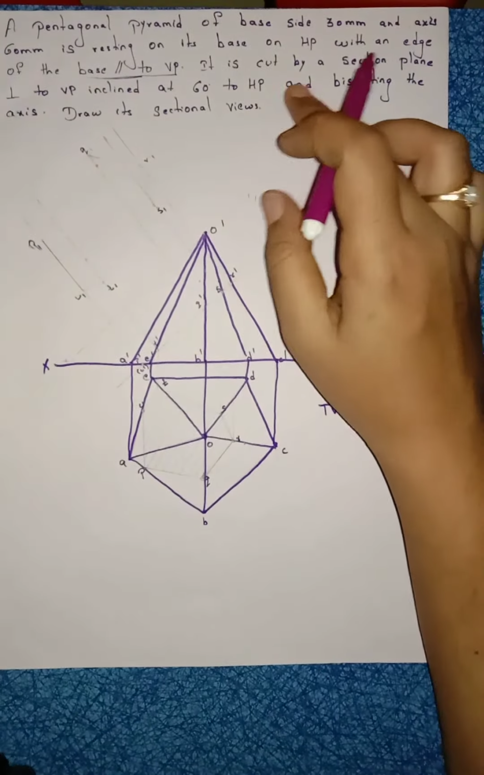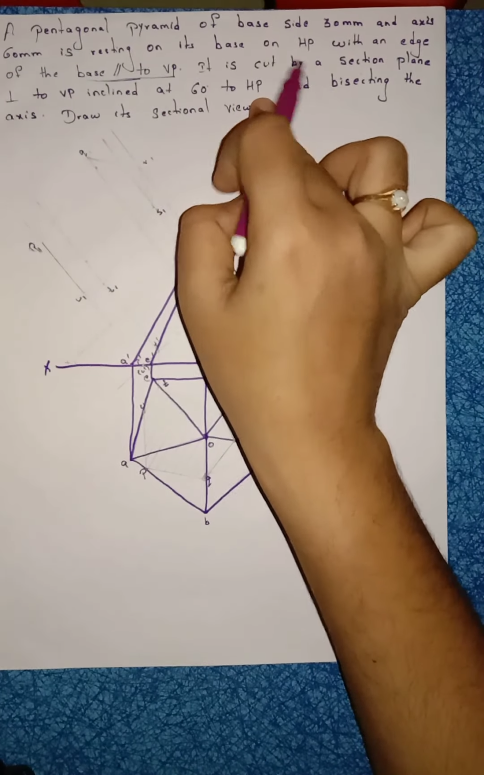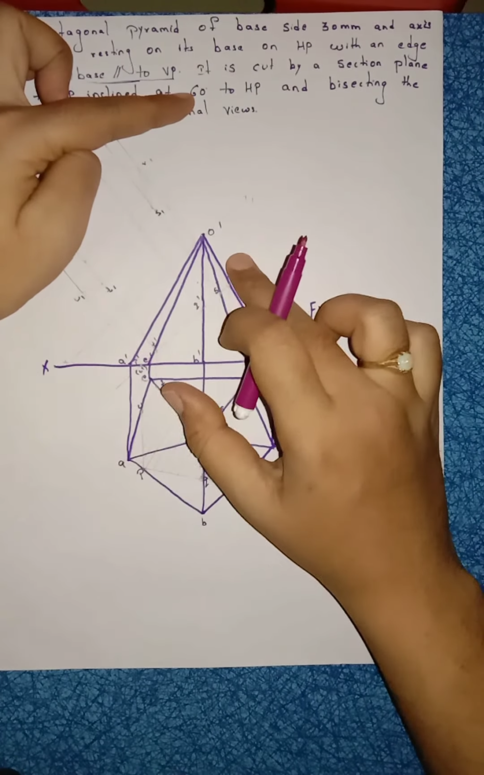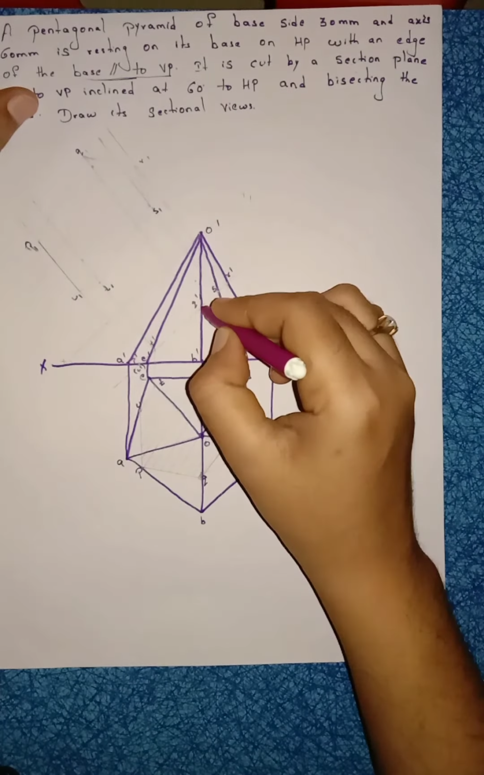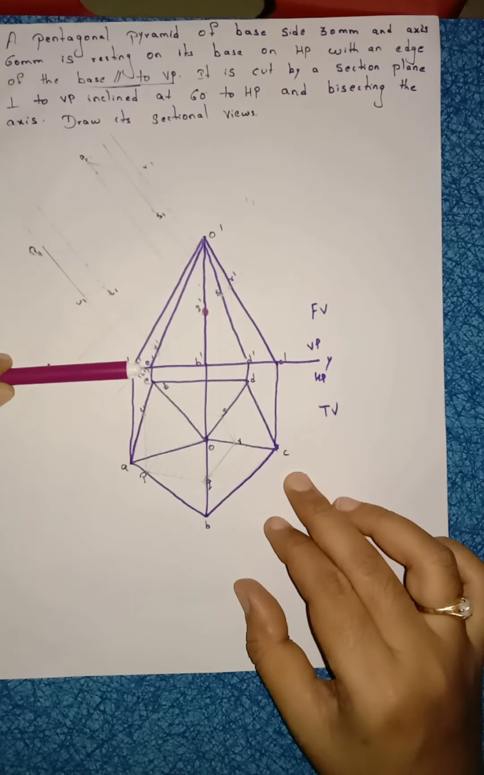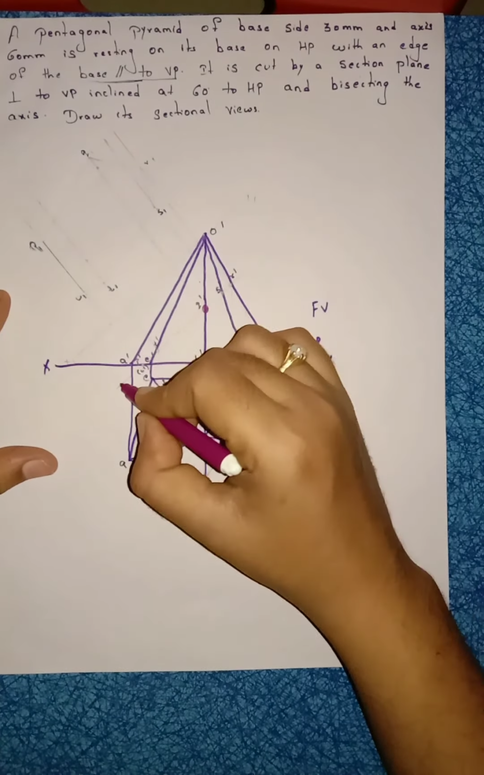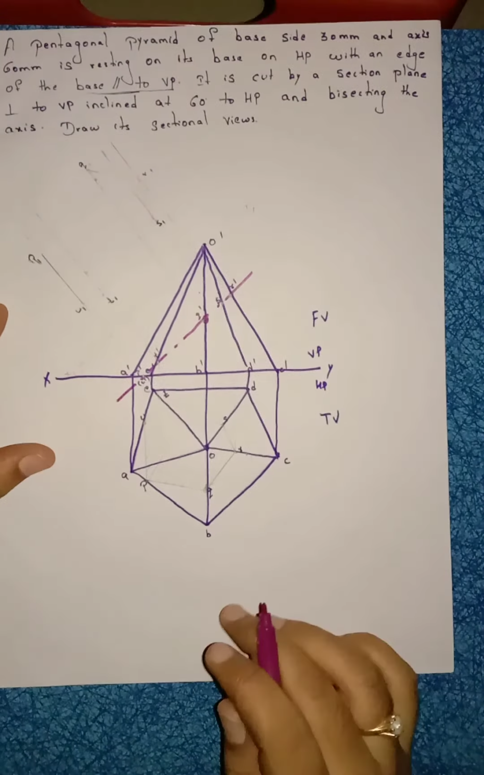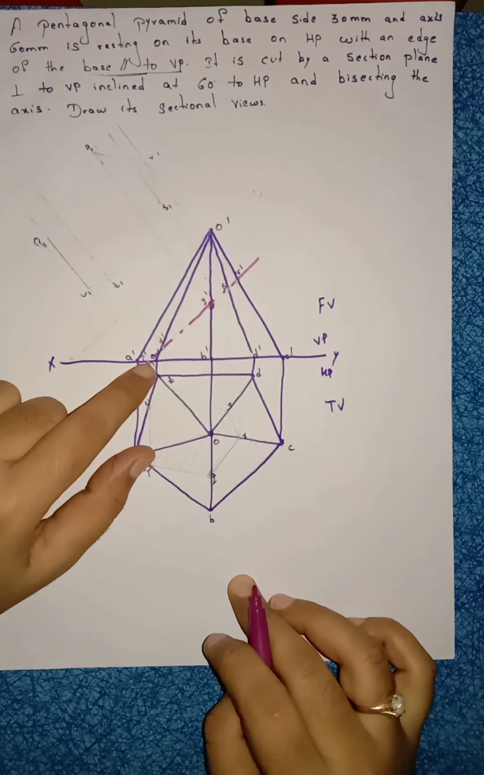Now read the question, second part. It is cut by a section plane perpendicular to VP, inclined at 60 degrees to HP, and bisecting the axis. 60 degrees to HP means you have to draw the angle here to HP. Bisecting the axis means this is your axis line. Mark the midpoint of the axis line. Keep your protractor on the reference line, move your protractor like this, and see where 60 degrees touches this point. Draw the sectional plane here.